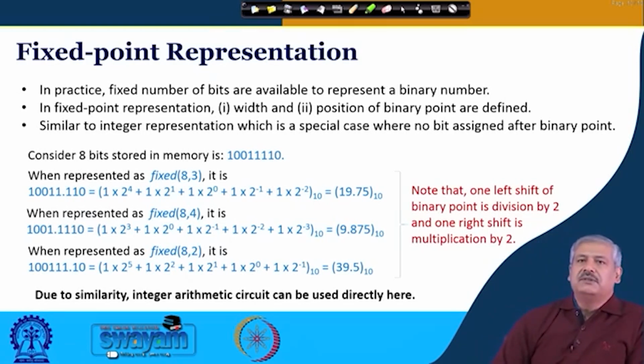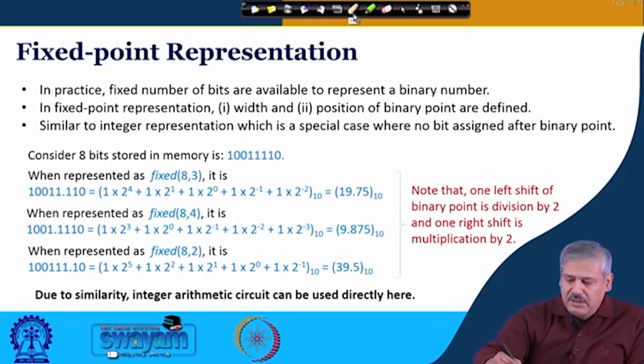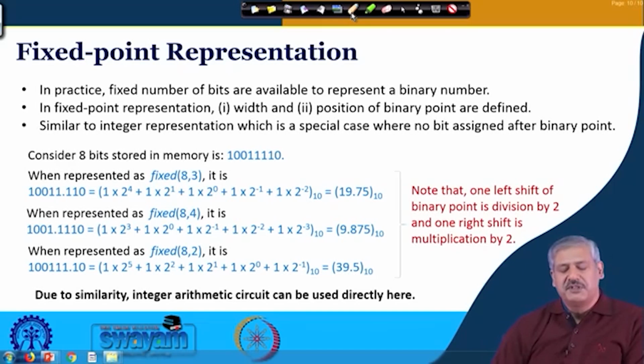Having noted this, especially for the fractional part, you do not have all the number of bits that is required to get the kind of precision that you require. So in actual practice you will have a fixed number of bits available to represent a number. With this fixed number of bits, in a representation which is called the fixed point representation of a number, the width, that is the total number of bits available to represent the number, and the position of the binary point are defined.